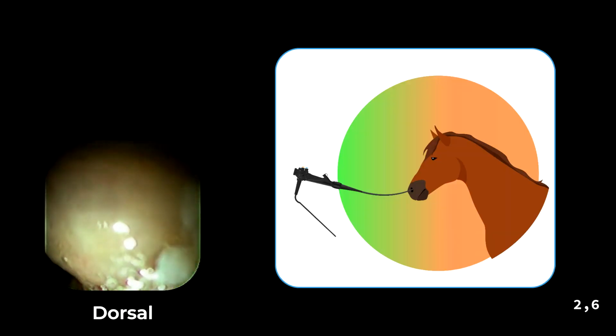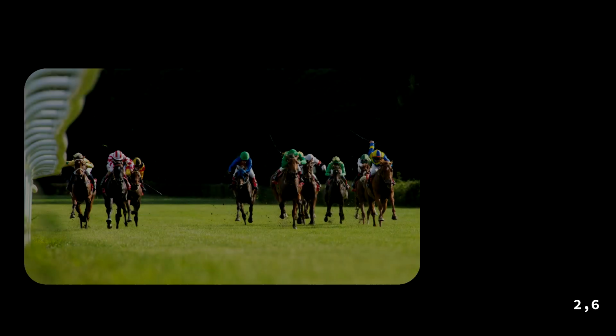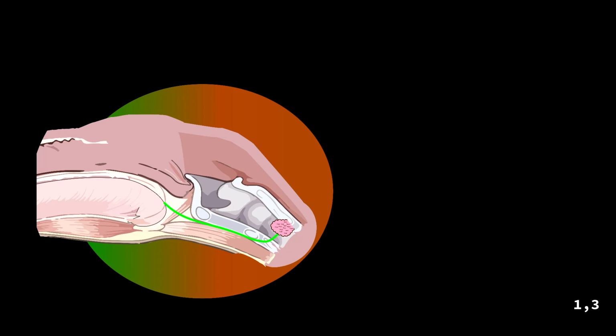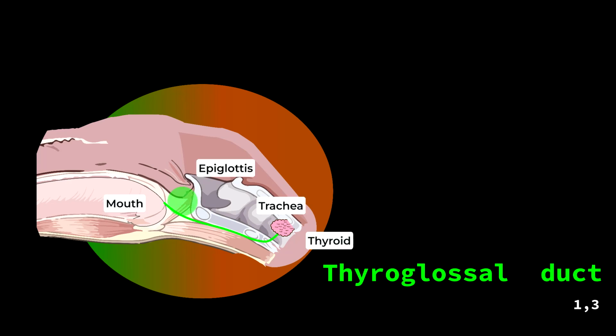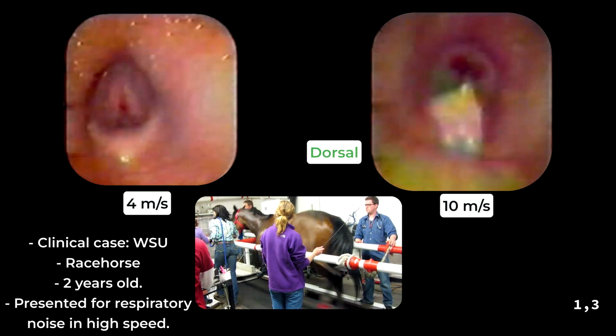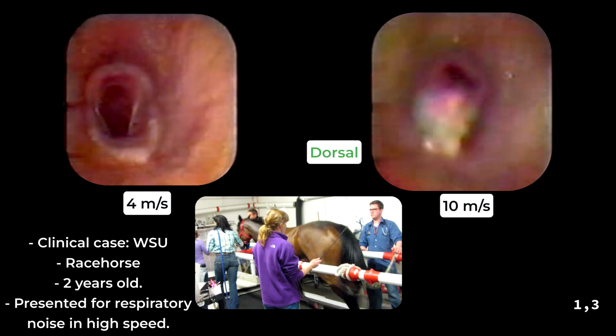This condition, often detected via endoscopic evaluation of the upper respiratory tract, is most prevalent among young thoroughbred and standardbred racehorses. Although their exact cause remains unknown, it is thought to be congenital, with cysts arising from a remnant of the thyroglossal duct. This is a comparison of the same horse at two different speeds on the treadmill.